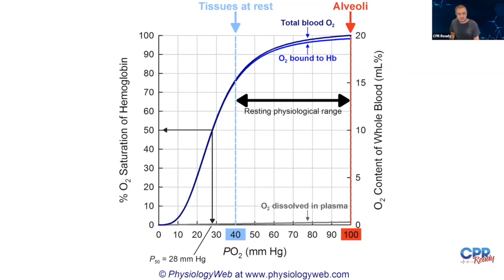You see how it's very steep in the beginning, and then it starts to flatten out as we get closer to 100% O2 sat. The reason why I like to point this out is because hemoglobin loves oxygen, but it loves it even more when it's already got some.